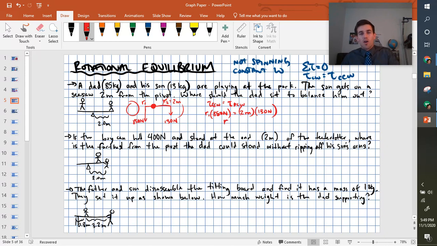So if I just want to solve for R1, I would just divide both sides by 850. That'll cancel that out. And I get 0.9, I wrote it down. No, 0.3. 0.3 meters.